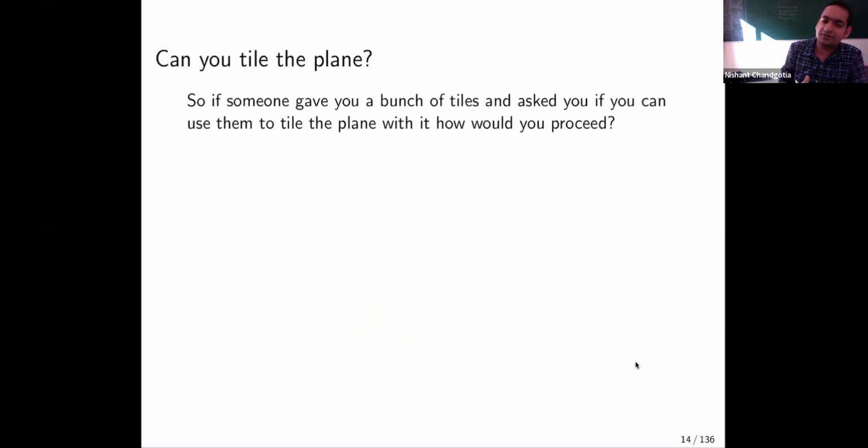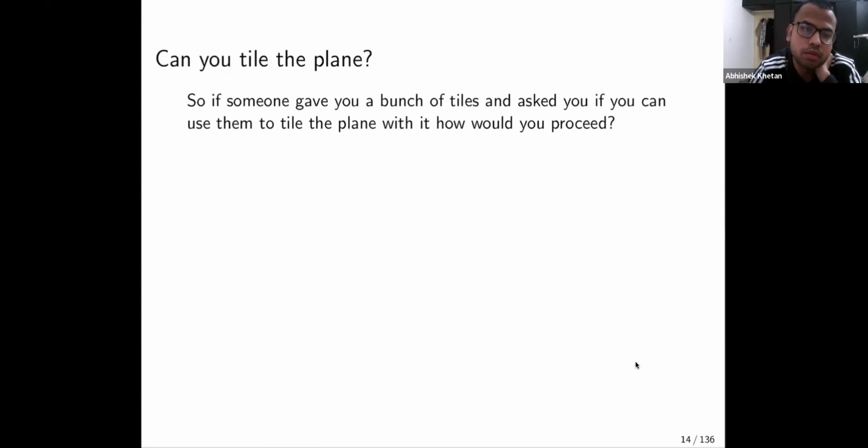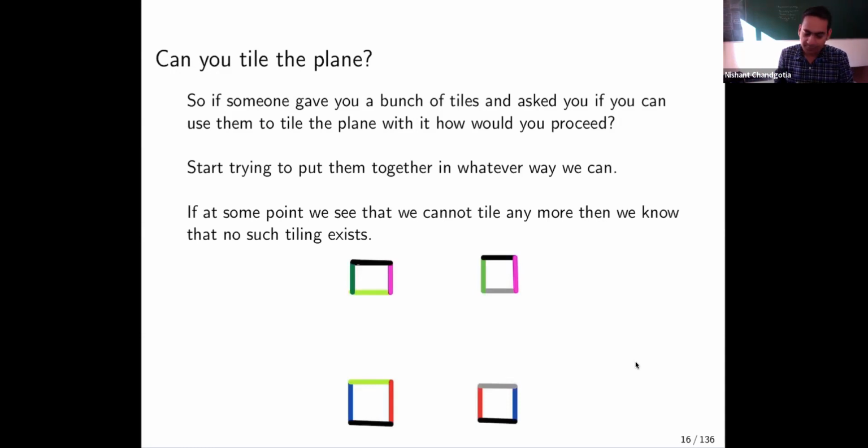So here's the general question that I would like to ask you. I give you a bunch of tiles and I ask you, can you use them to tile the plane? What would you try to do? Anyone? Create larger and larger rectangles which are tiled by that. Absolutely. So this is the only thing you can really do, right? You just start trying to put them together in whatever way you can. And if at some point we see that we cannot tile any longer, like there's just no extension to it, then we know that no such tiling exists.